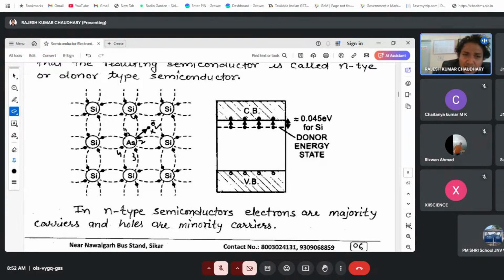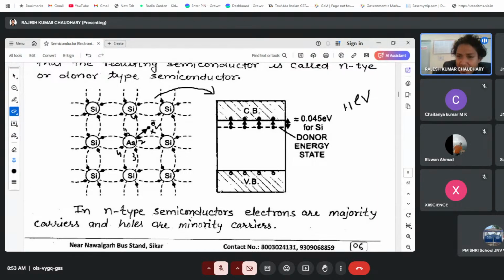Because here we are talking about only one atom, but there is not only one atom, there are many impurity atoms that we have added to the silicon. So there is a very large number of what? Free electrons. Due to this, we can see that there is a change in the band diagram. Earlier it was how much? Earlier it was 1.1 electron volt for what?